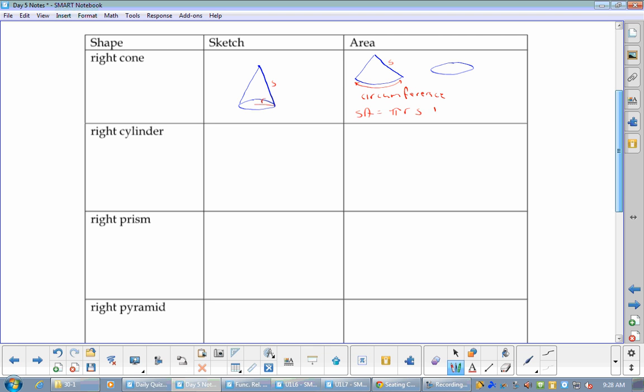Then we're going to add the circle. Anyone remember how to find the area of the circle? Yes, pi r squared. So that is pi r squared. So that is your surface area formula for a cone.